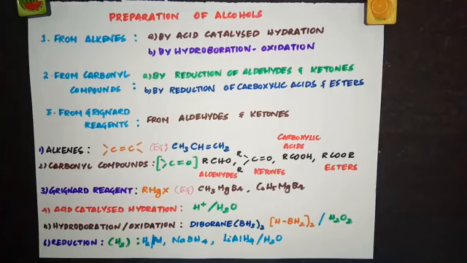Hi guys, in today's video we are going to see how to prepare alcohols. First let's see what are the starting materials that we can use to prepare these alcohols. The first one is alkenes, next carbonyl compounds and Grignard reagents. You can prepare alcohols from all these starting materials.